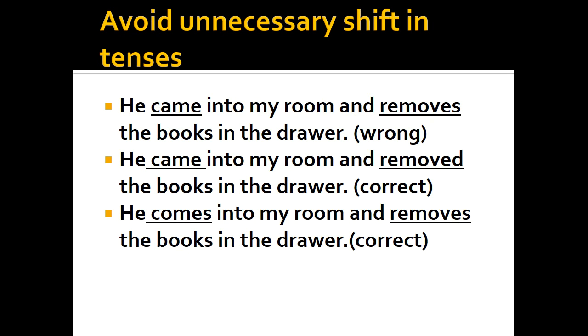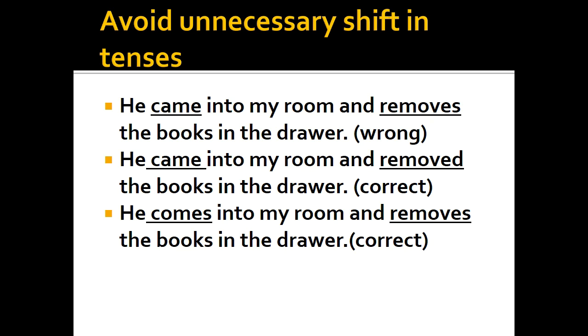Another thing is to avoid unnecessary shifts in tenses. For instance, he came into my room and removes the books in the drawer is wrong because there is no agreement, or the sequence or the order of the tenses is not okay. So that's why the sentence is wrong. So the right way of expressing this is, he came into my room and removed the books in the drawer. This is correct because came is simple past tense and then removed is simple past tense. So the order is correct.